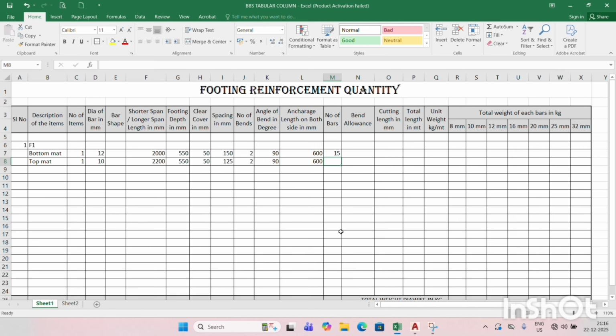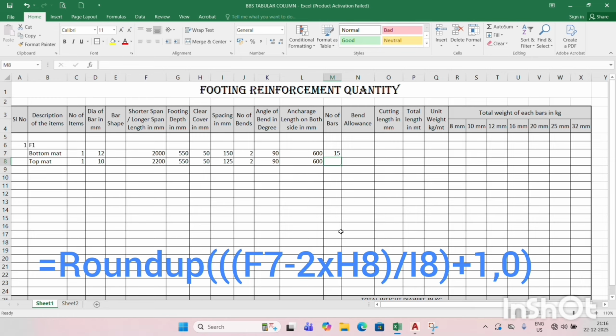Again, I am calculating in the longer span. This longer span is equal to, open the bracket, for the longer span we need to take the shorter span length. Shorter span length minus 2 times of cover, divided by spacing. What is the spacing? 125 mm, plus 1. This is the shorter span spacing.